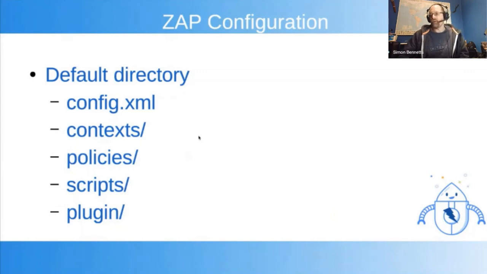Policies, if you want to create your own scan policy, are by default stored in policies. Scripts are in the scripts directory, and the plugin directory is where we download ZAP add-ons. Just kind of mention that as well. So if you actually, as I recommend, get ZAP working locally first, then in order to put that into automation, you will need to move stuff from these directories into your automation environment.